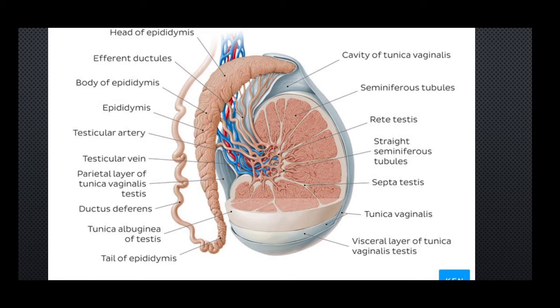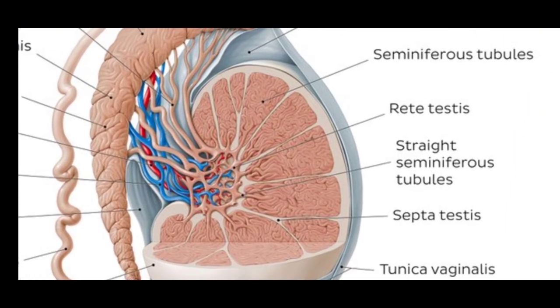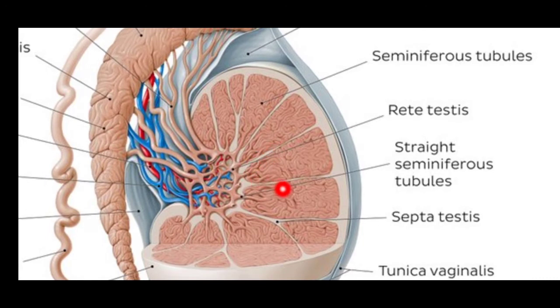Now, when we talk about the structure of the testis, we find that the testis is filled with a large number of highly coiled ducts. These ducts are the main thing, called the seminiferous tubules, and that is the place where the production of the sperm takes place.